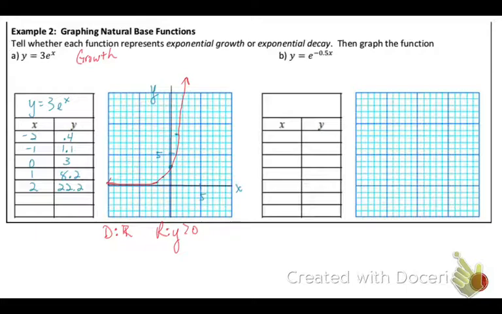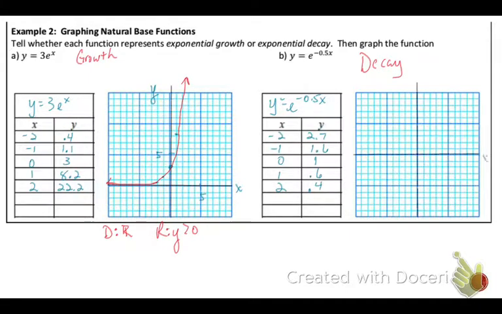Now looking at b, notice we have a negative r value, so that's going to cause that base to be less than 1. So this is a situation of exponential decay with our natural base exponential function. We'll still put in negative 2 to positive 2 for our x values, and then just put that on our calculator for our y values.